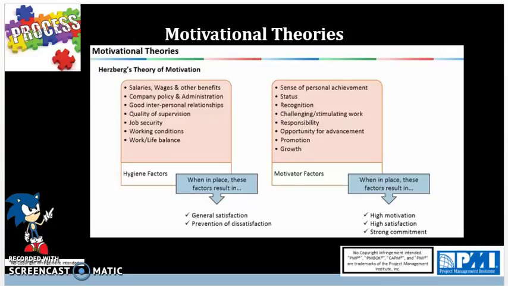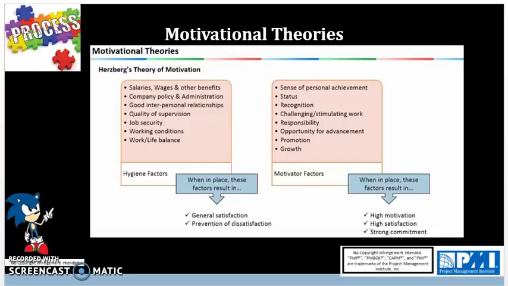Note that hygiene factors are the bare minimum standards that a team member expects to perform his or her best in the project. This includes things like salary, company policy, job security, working conditions, and work-life balance. Motivational factors are secondary priority and are only considered once the hygiene factors are met. Examples of motivational factors include sense of personal achievement, status, recognition, challenging work, responsibility, opportunity for advancement, promotion, and growth.